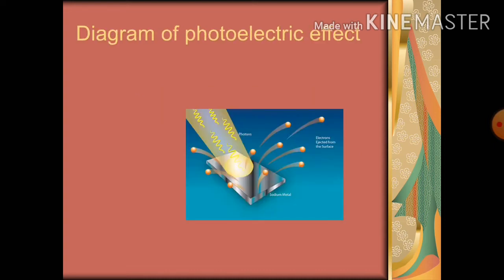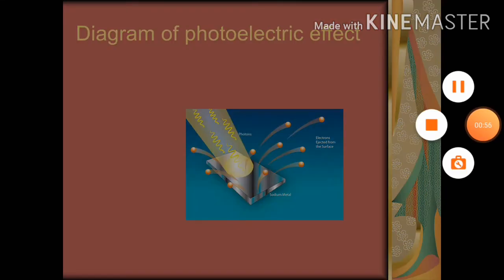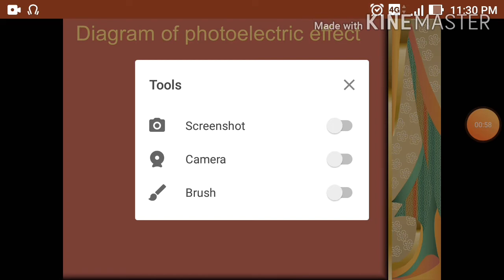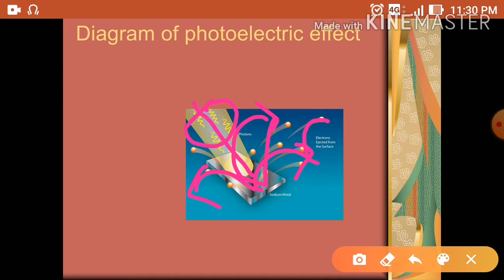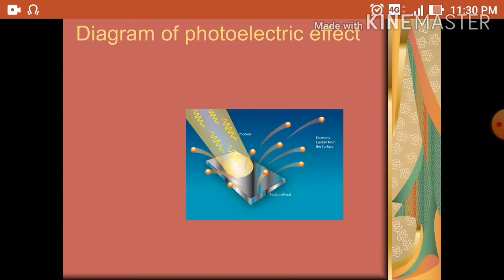Now, this is the diagram of photoelectric effect. When light is on the metal surface, then the electrons are emitted. These are photons and these are electrons. This phenomenon is known as photoelectric effect.